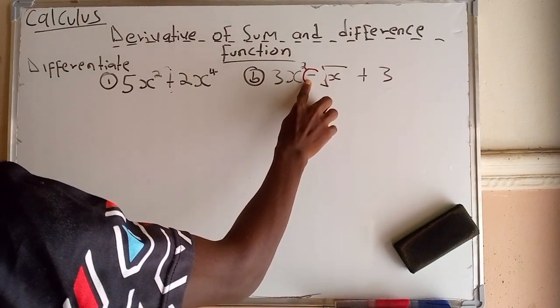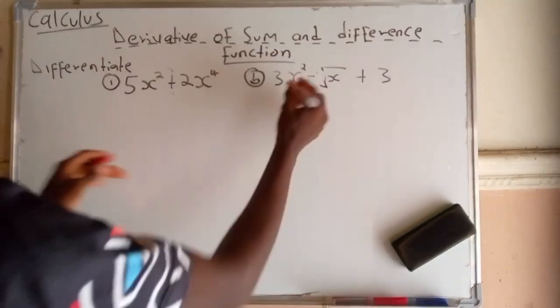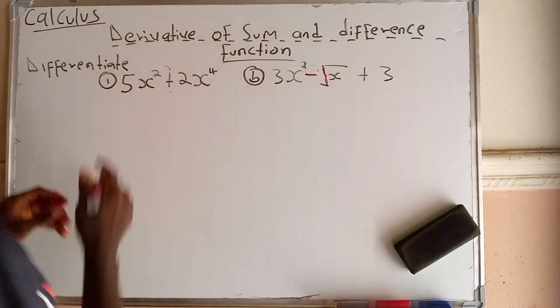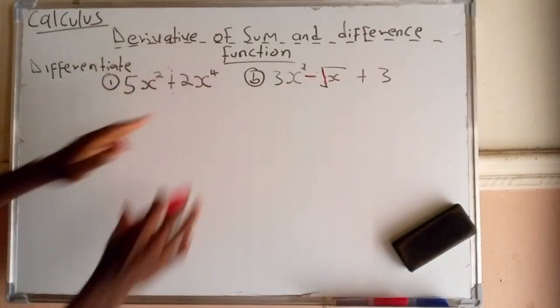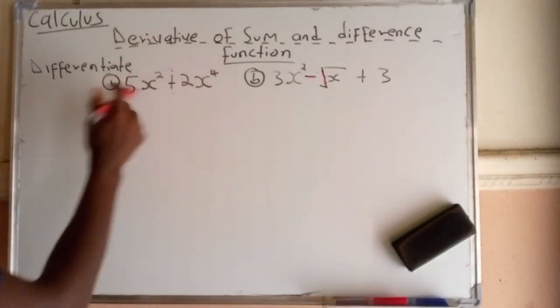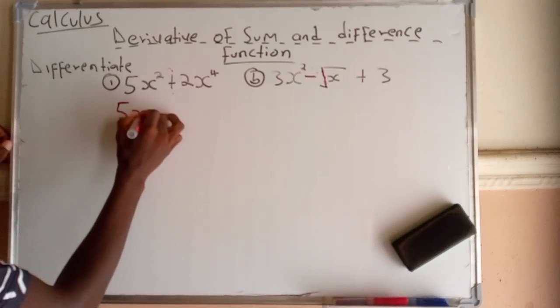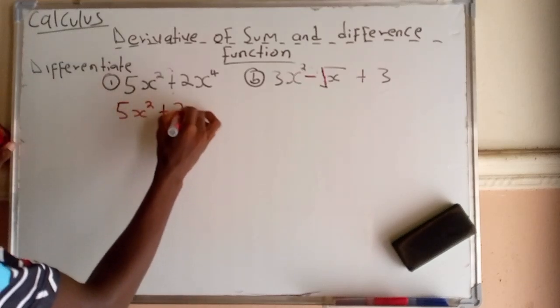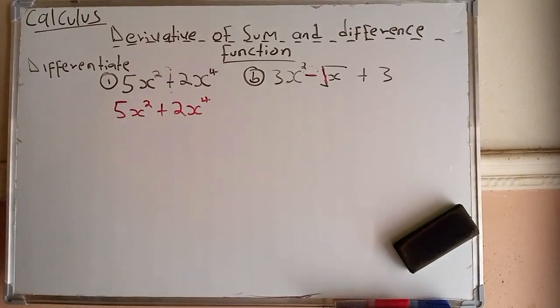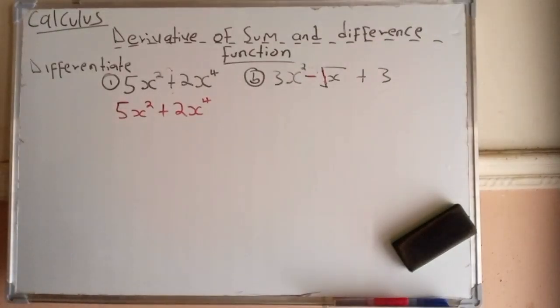So let's take a look at the first question. The first question says 5x squared plus 2x power 4. So how can we express this? Plus 2x power 4. Let's provide a solution to this question.